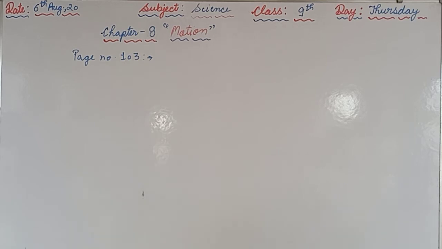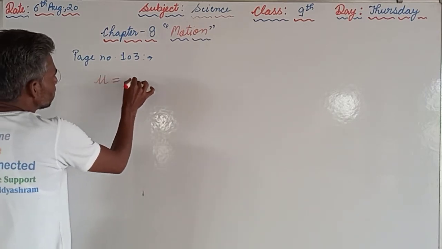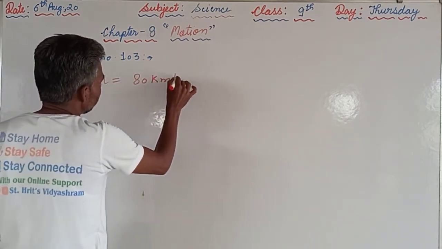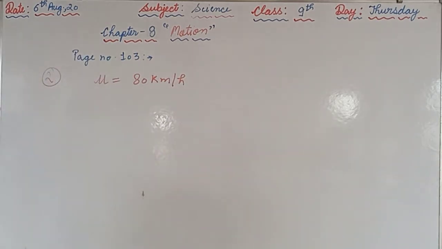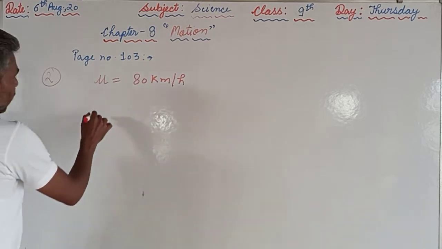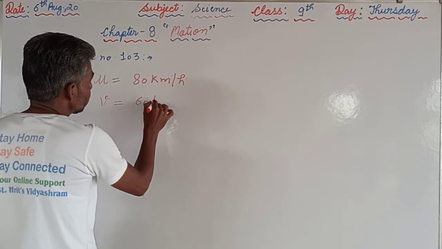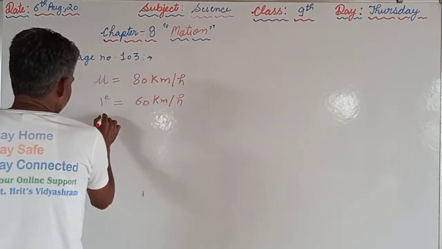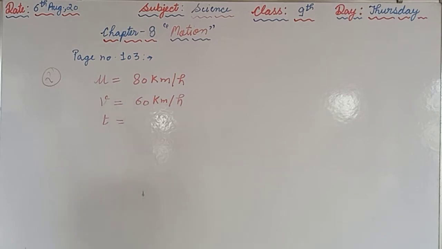Question number 2 is a numerical in which it is given that a bus is decreasing its speed from 80 km per hour. Means initially, u, the speed was 80 km per hour, and it decreases from 80 km per hour to 60 km per hour. Means the final velocity becomes 60 km per hour, and the time taken is 5 seconds.